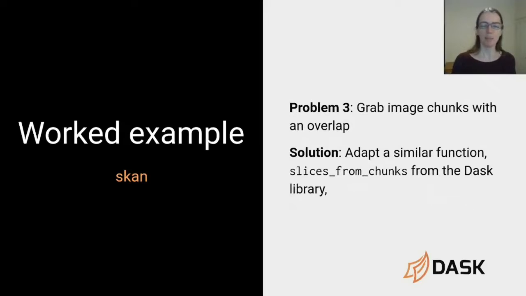The third problem is that since we are now using delayed instead of map_overlap, we need to find a way to grab the array chunk with some overlap attached to it. Delayed is really flexible, which is great, but it does mean that we have to handle a lot of this associated stuff ourselves. So the solution here turned out to be pretty straightforward. I found a very similar function used internally in Dask, and I was able to adapt it to solve this issue.